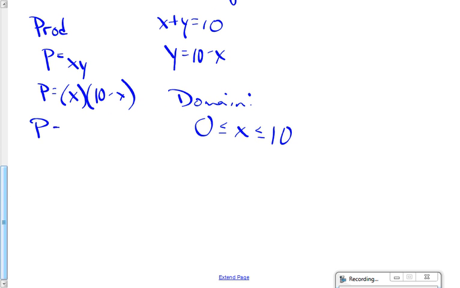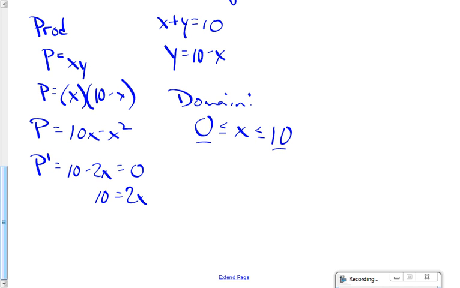Let's simplify here. P is 10x minus x squared. Again, guys, upside down parabola, right? Is it going to have a max? You bet. It's probably not going to be at 0. It's probably not going to be at 10. It's probably going to be somewhere in the middle. P prime is 10 minus 2x, set it equal to 0. 10 equals 2x, and the x value is 5.